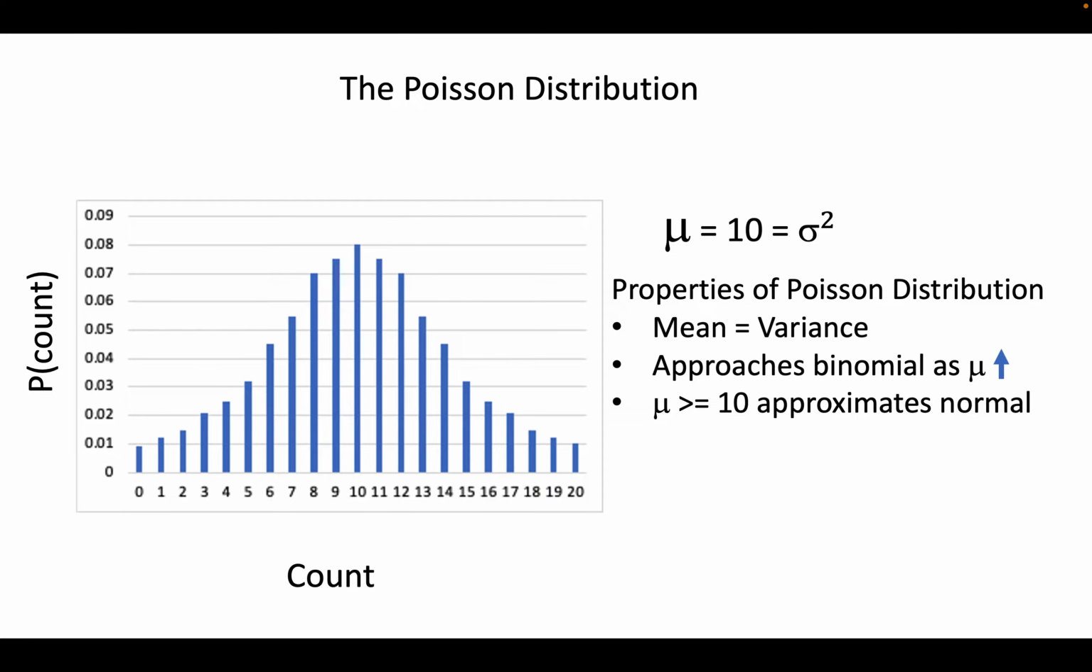Another property is that if the mean exceeds a low level, like 10 and beyond, it starts to approach normality. That's pretty important for hypothesis testing, because as soon as you can assume a normal distribution, you have a lot more available to you.